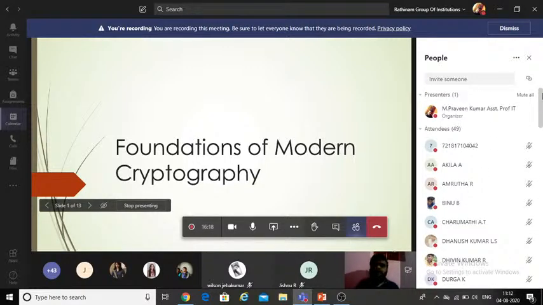And we are going to move into the third part of our first unit, that is foundations of modern cryptography. Okay, so till now we have seen all the things about classical cryptography, that is the traditional one. So now we are moving to modern cryptography. In this modern cryptography we have some of the new types.